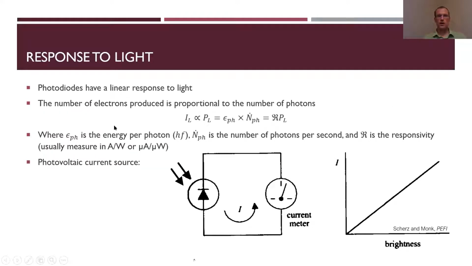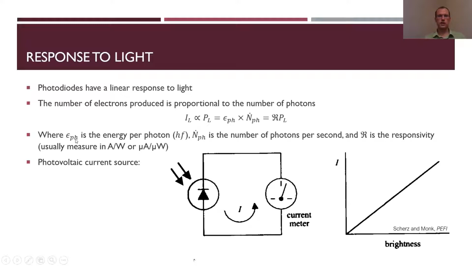So photodiodes have a linear response to light. In other words, the current that they're letting through is a function of the brightness. So the more light that comes through, the more current they let through. And so that current is proportional to the number of photons.